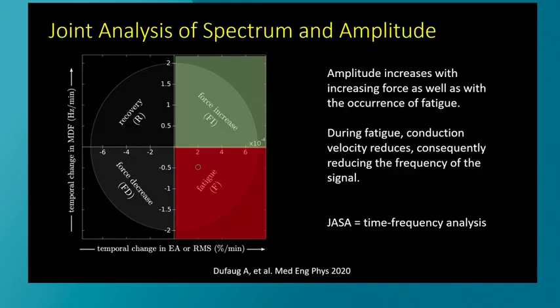So we were thinking about how to improve the analysis, and we decided to apply this kind of joint analysis of spectrum and amplitude. Amplitude is what we were talking about, the area under the curve, the root mean square, let's call it in this way. It increases when the force increases, but it increases also as a response to fatigue. It's the early sign of fatigue, because if you want to maintain the same pressure and you need to increase the amplitude, it means that the muscles are doing more effort to maintain the same pressure.